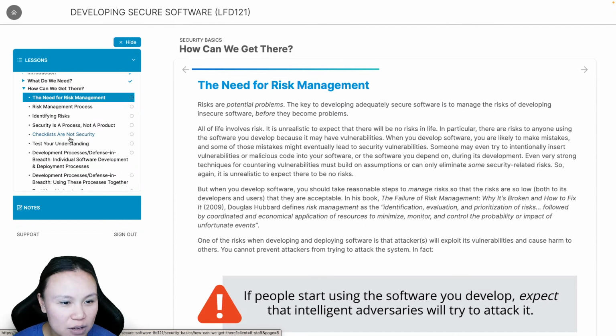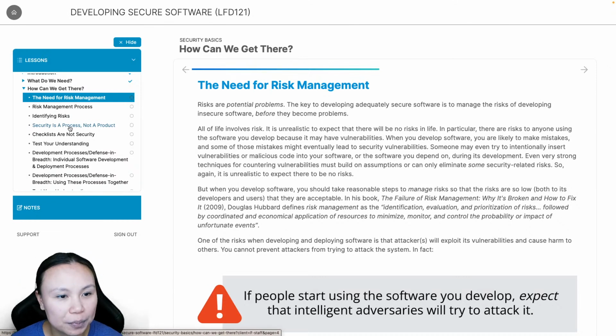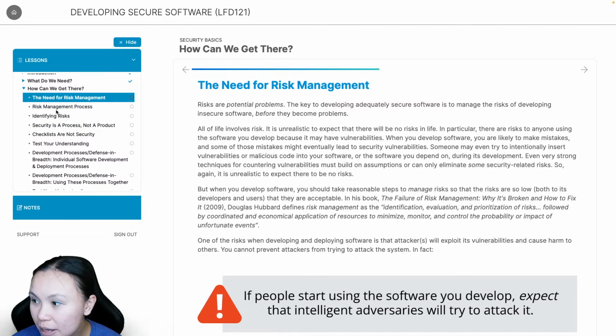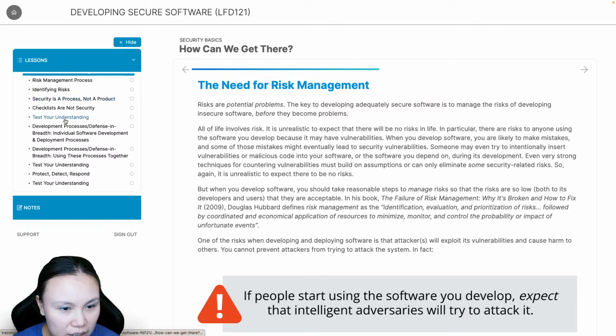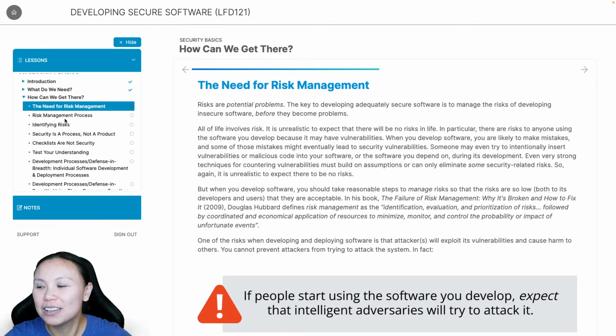So what can we do? This chapter, I haven't read it. I'm also reading it for the first time myself. But it will talk a lot about, for example, risk management and how to identify the risk, because the first step to solve your problem is to identify the problem. I think that's quite straightforward. I hope so. Let's do it.